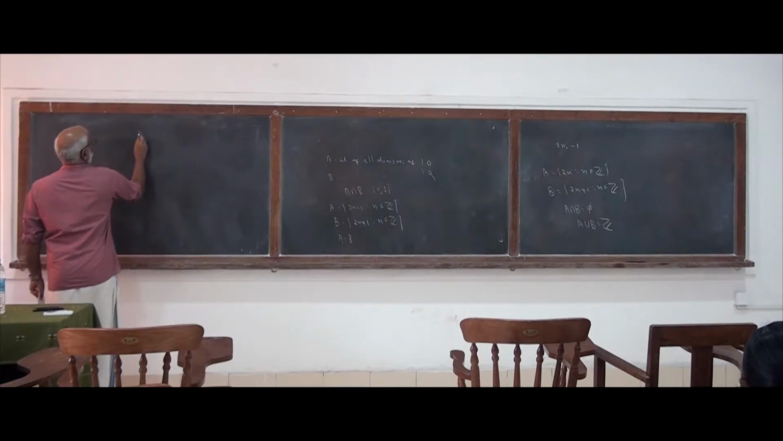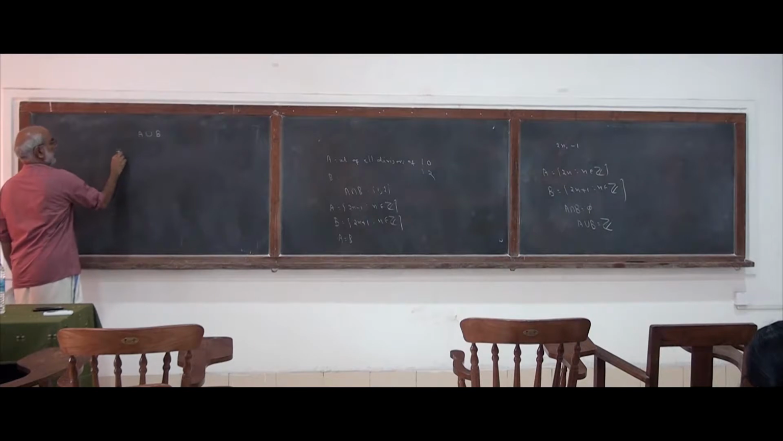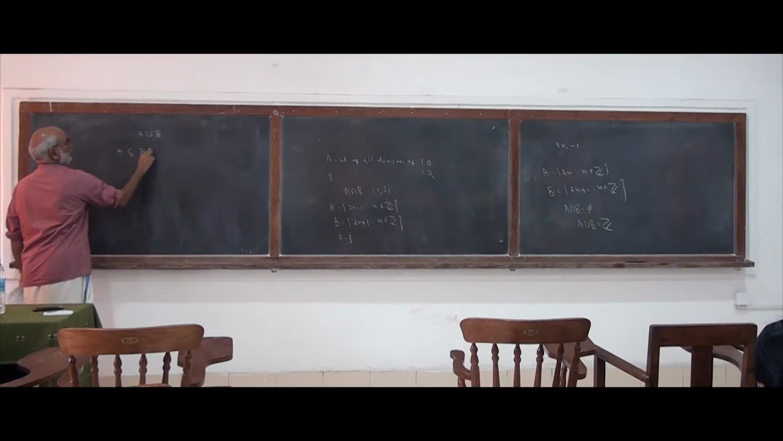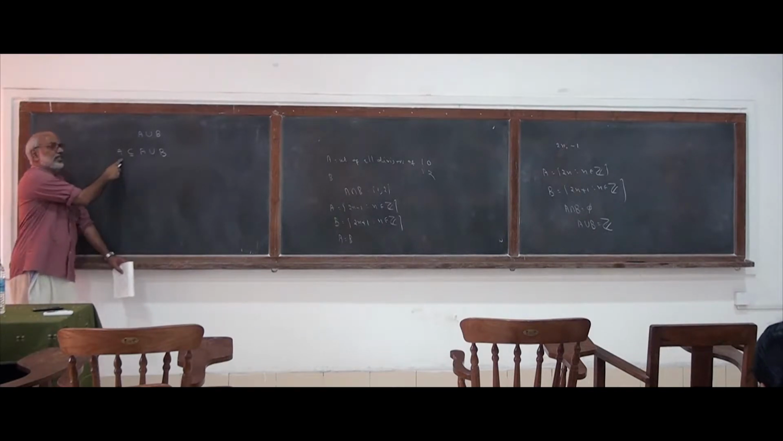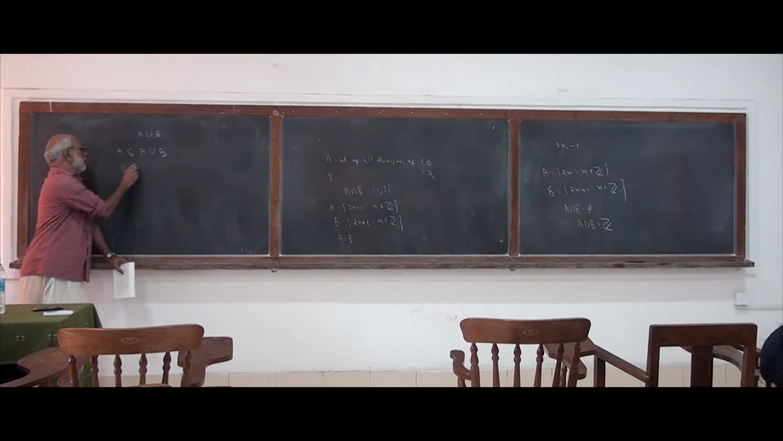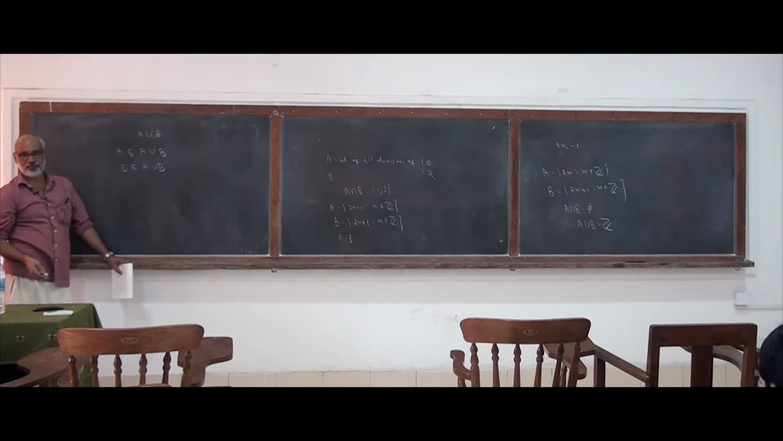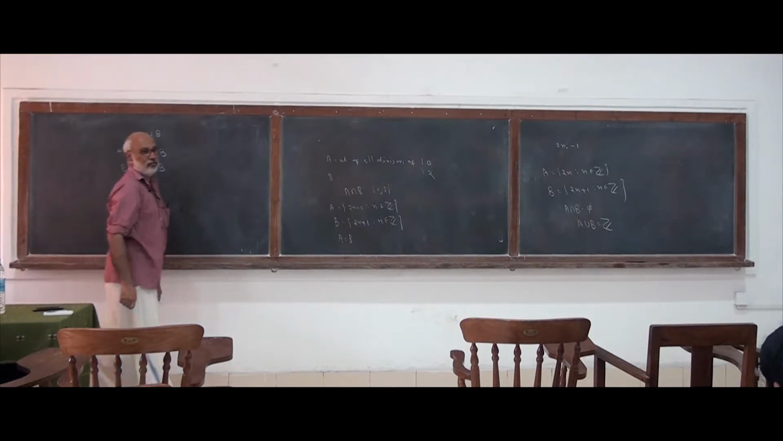Now consider A union B. We always have that A is a subset of A union B. If x is an element of A, it is clearly an element of A union B, because every element of A is here, and some other elements are also there. So A is always a subset of A union B. Similarly, B is also a subset of A union B.